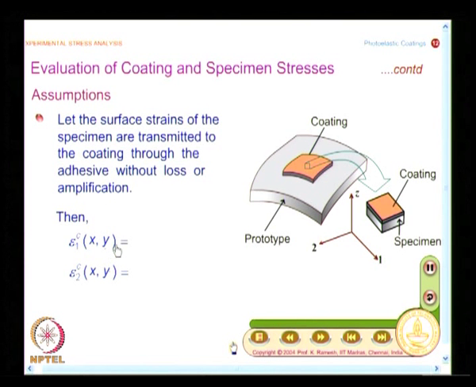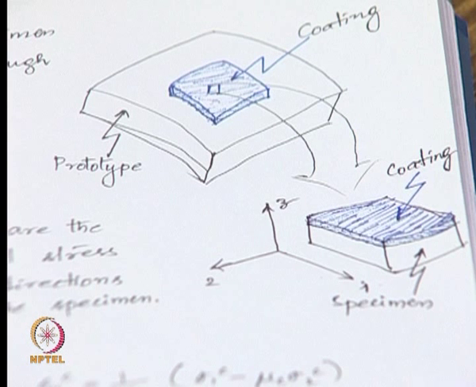And on the coating, I will have a strain epsilon 1 c, which is a function of x comma y. I will also have the strain epsilon 2 c, because I have taken my axis of reference along the principal strain directions. And if I have to say the surface strains are faithfully transmitted, what do I mean physically? I physically anticipate the strains in the coating and the strains in the specimen are identical.